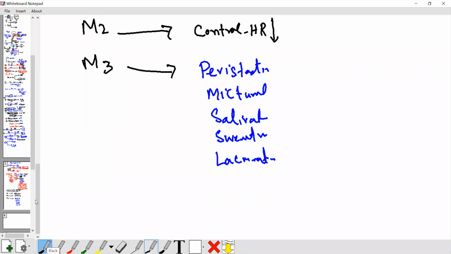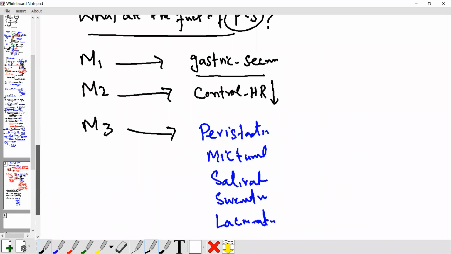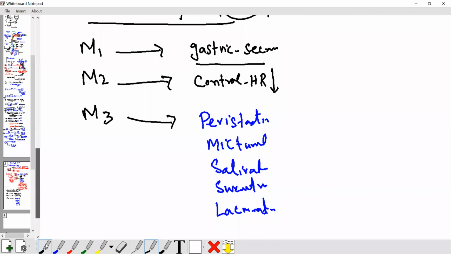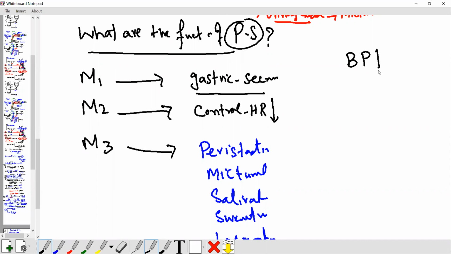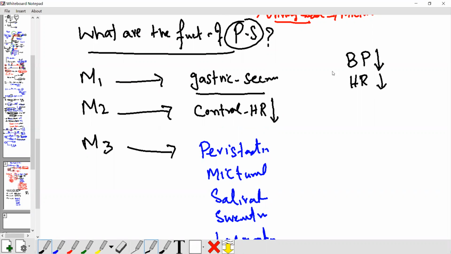What happened with the CVS system? What happened with the eye? All systems are affected. In the CVS system, if the parasympathetic system is activated, blood pressure goes down and heart rate goes down. Clear? If you stimulate the parasympathetic, the patient's blood pressure goes down, BP low, heart rate going down. Understand?